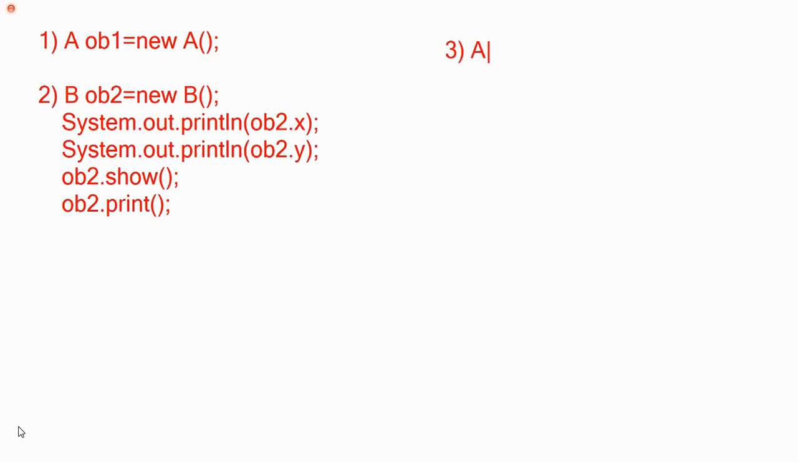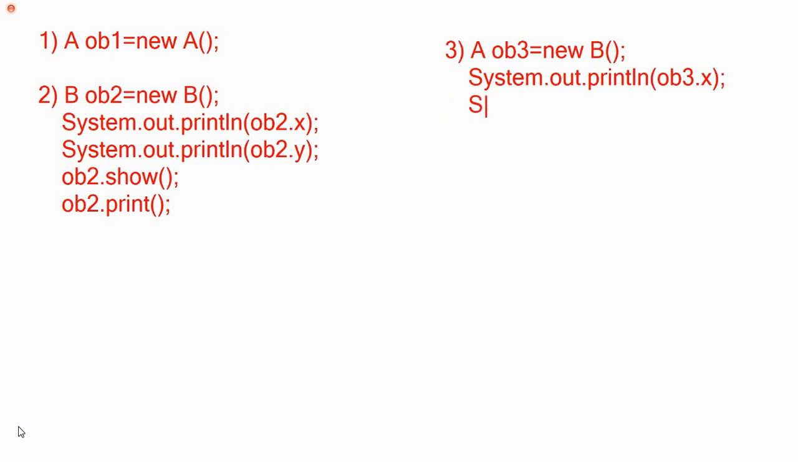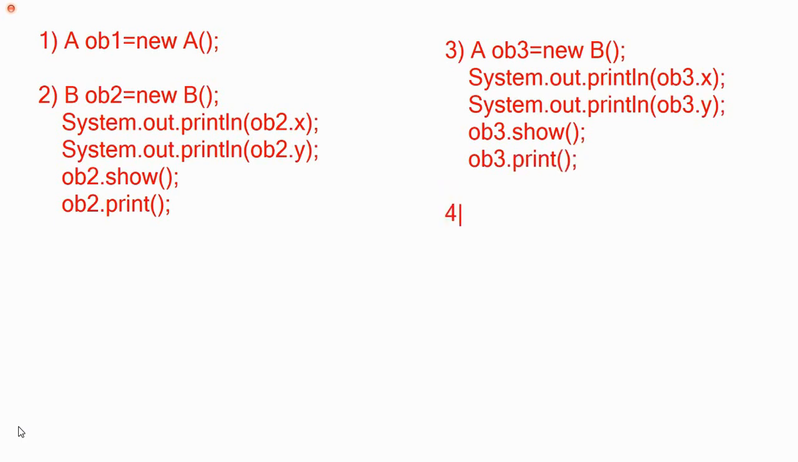Third one. A ob3 = new B. Is it valid? Valid. System.out.println(ob3.x). Valid or not valid? Valid. System.out.println(ob3.y). Not valid. ob3.show(). Valid. ob3.print(). Not valid.